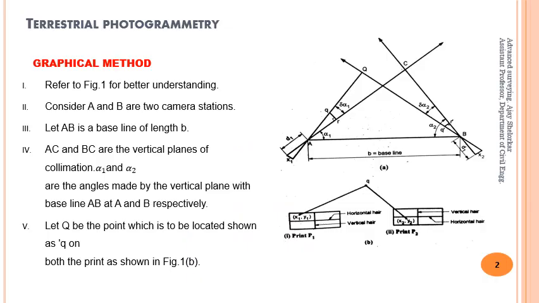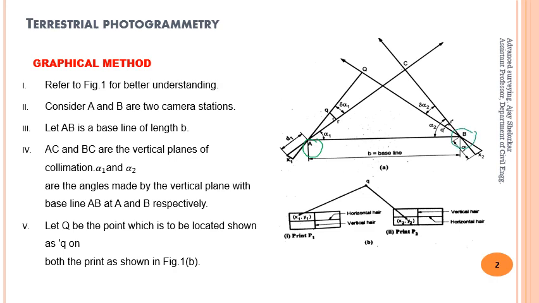In this graphical method, refer to figure number 1 for better understanding. Consider A and B are two camera stations. Here is camera station A and here is camera station B. Let AB be the baseline of length AB. The center to center distance between A and B is called the baseline.